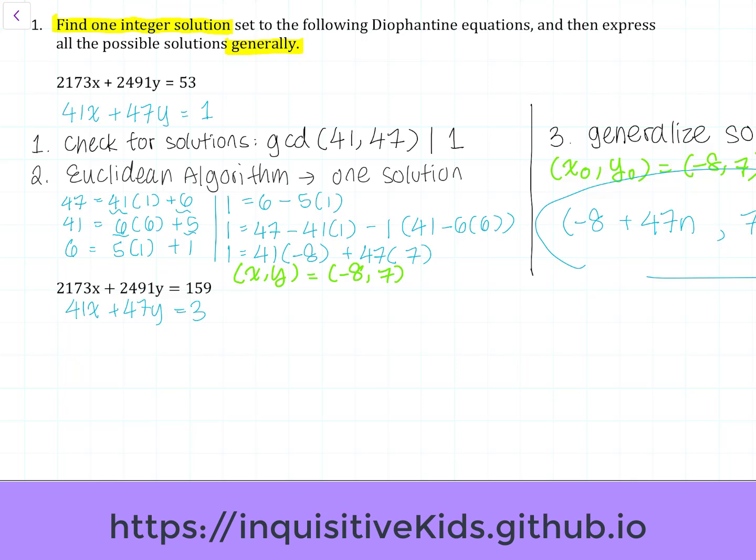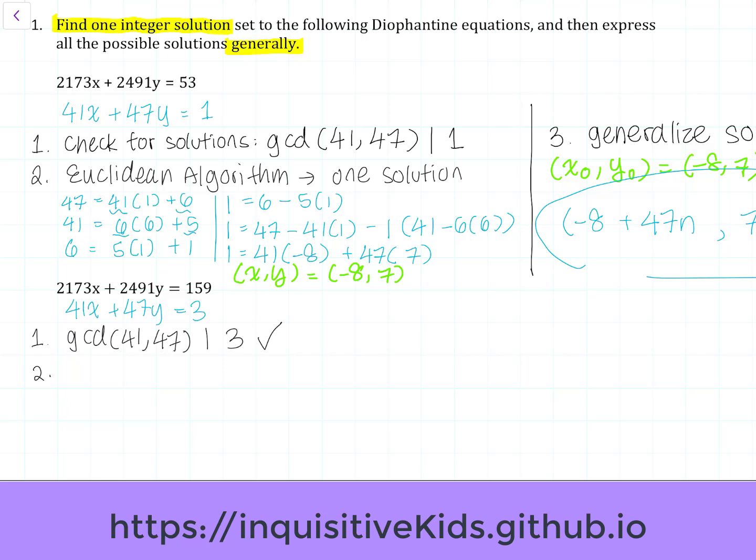Now, the first step is to check for solutions. So number 1, is the GCD of 41 and 47 divisible by 3? And that is yes, meaning that there are solutions to this Diophantine equation. If this wasn't the case, then this Diophantine equation would not have any solutions. Number 2 is the Euclidean algorithm. Now we're going to use the Euclidean algorithm to find one solution.